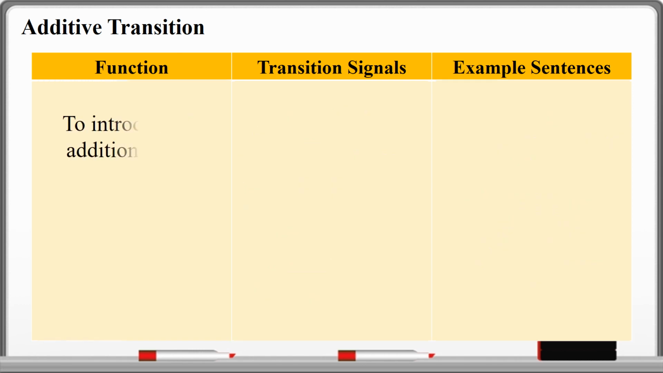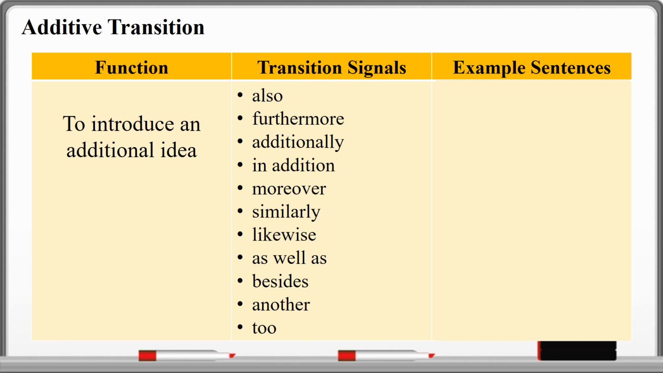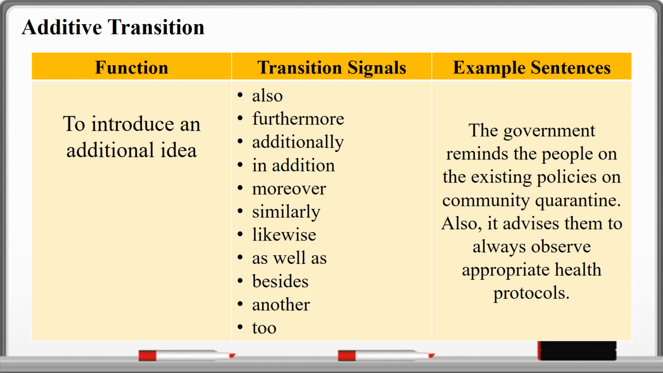Next, to introduce an additional idea. The transition signals. In the example sentence, the government reminds the people on the existing policies on community quarantine. Also, it advises them to always observe appropriate health protocols. Here, also is used to introduce an additional idea, which is that the people are advised to observe appropriate health protocols, based on the first idea, which is the reminder of the government on the existing policies on community quarantine.